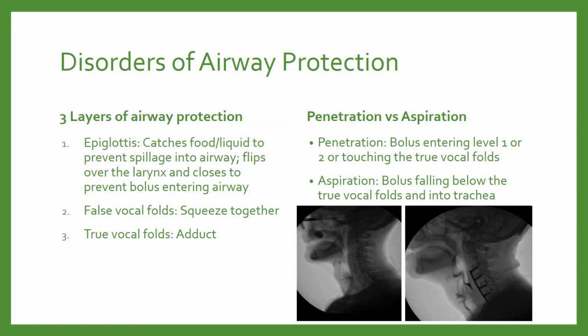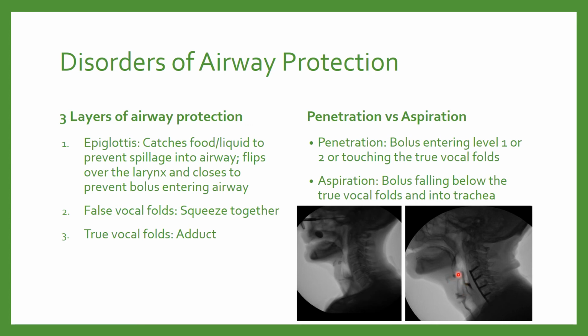So for disorders of airway protection, this is during the pharyngeal phase. We have to talk about what's normal first. So normal airway closure involves 3 layers of airway protection. We have the epiglottis, the false vocal folds, and the true vocal folds. So the epiglottis is responsible for catching the food or liquid before it falls into the airway. And you'll see in this picture here, maybe a little bit better in this picture, this is the epiglottis. And if any food were to spill while the person is chewing, it can be caught by the epiglottis so that it doesn't fall straight into the airway. During the swallow, the epiglottis flips over the airway and closes off the airway.